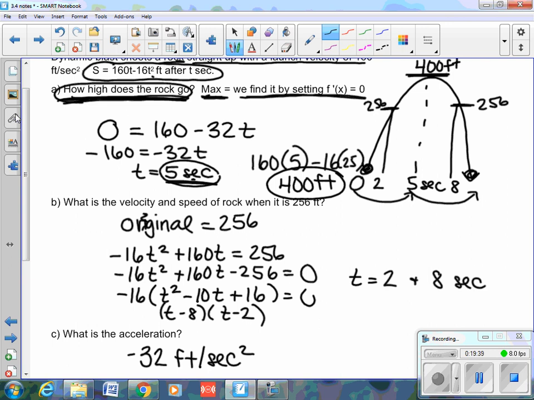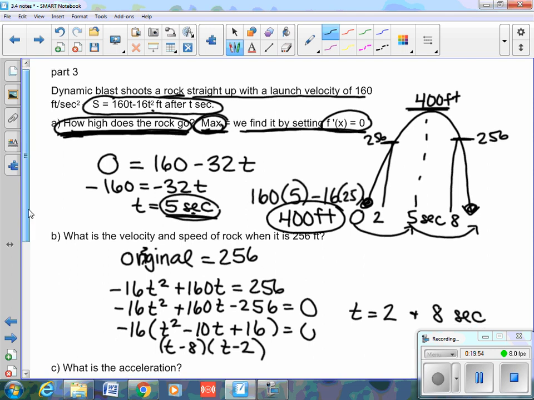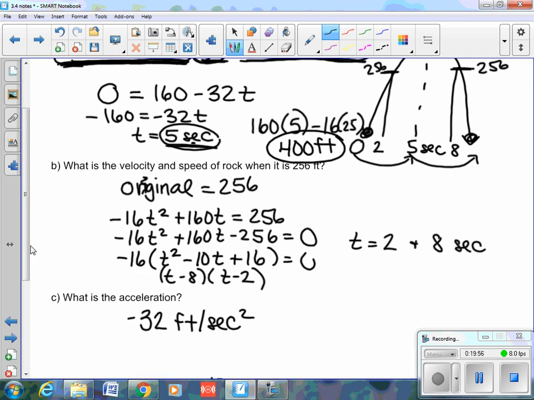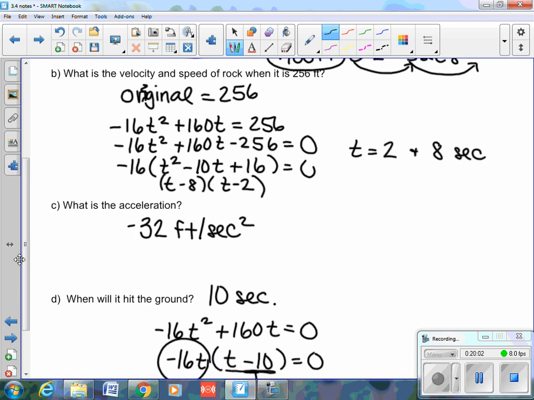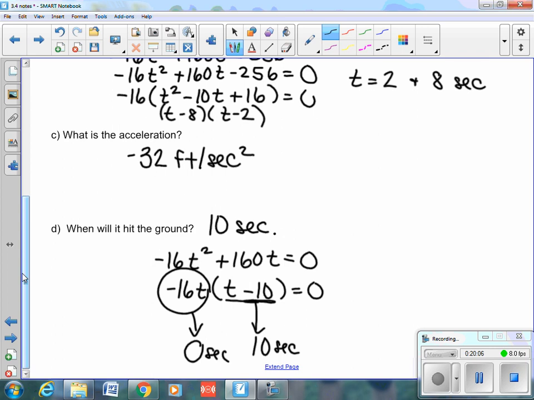So again, you have to know what to do on a test. If it says how high does the rock go, or how low, you need to think max or minimum, and you set the derivative equal to 0. What is the velocity and speed when it's at 256? You set the original equal to 256 and do your factoring. Acceleration is easy, and when will it hit the ground again? You set your original equal to 0.